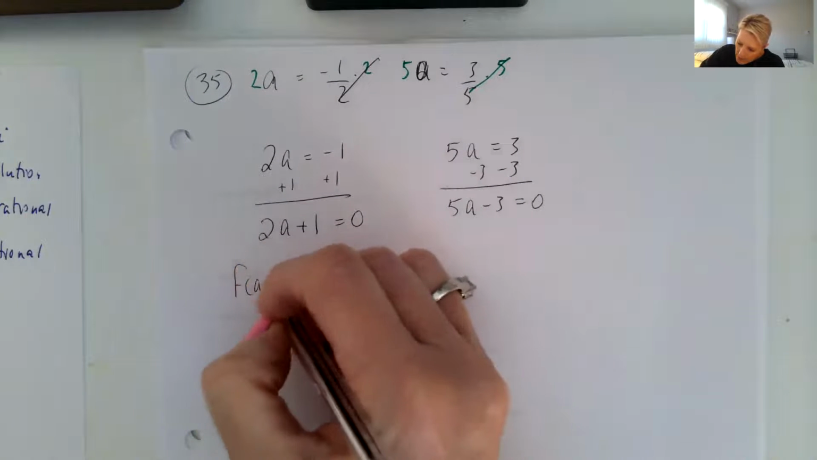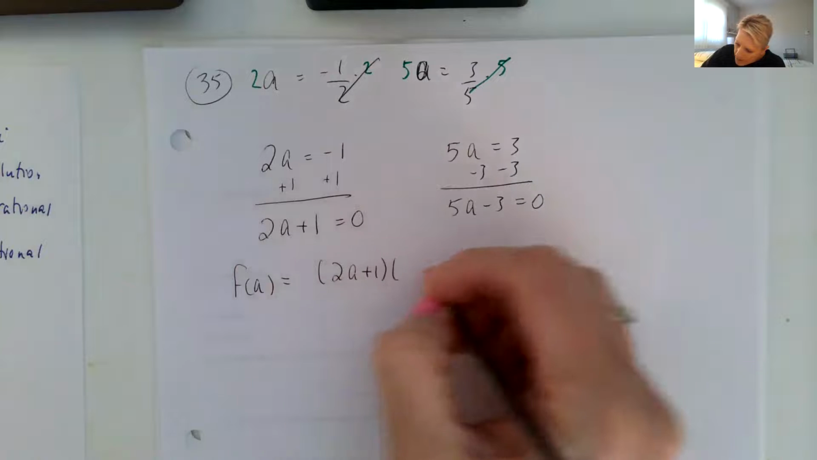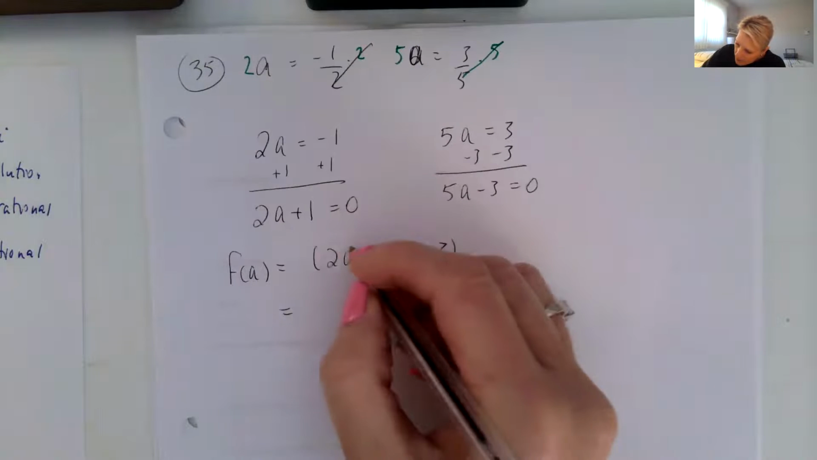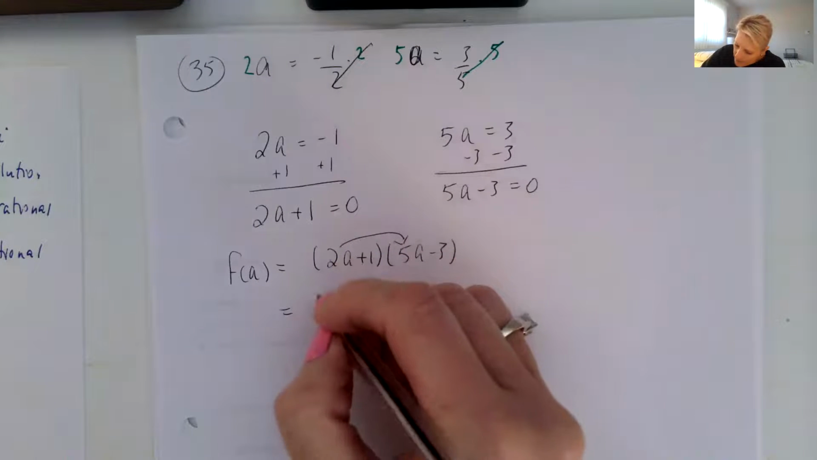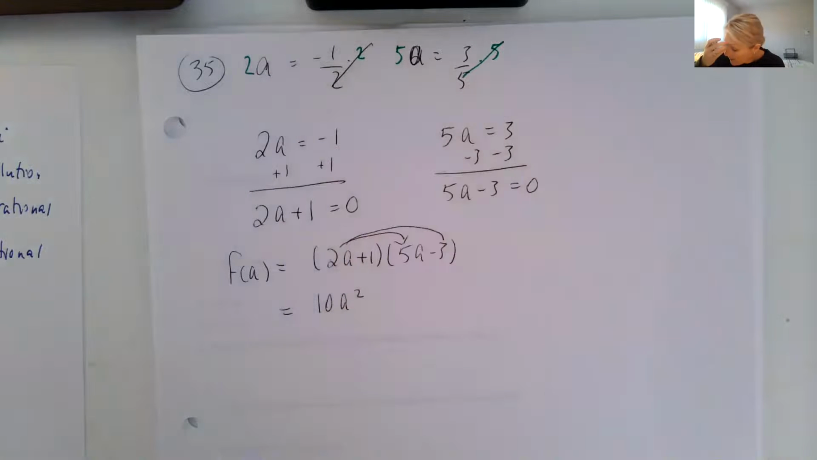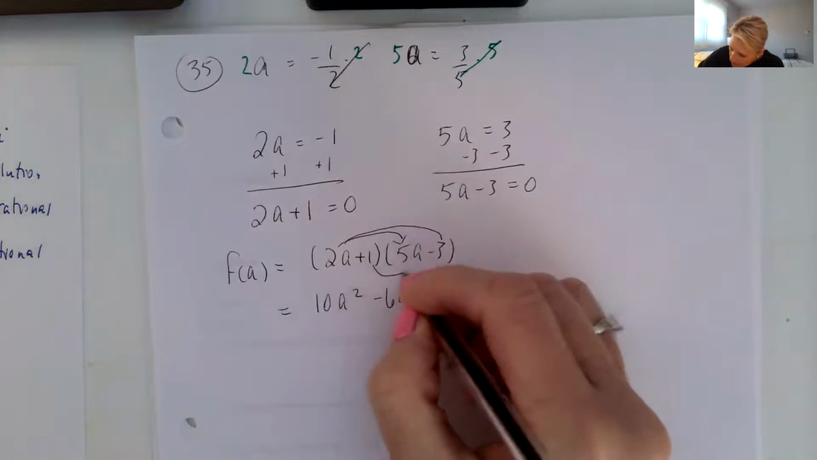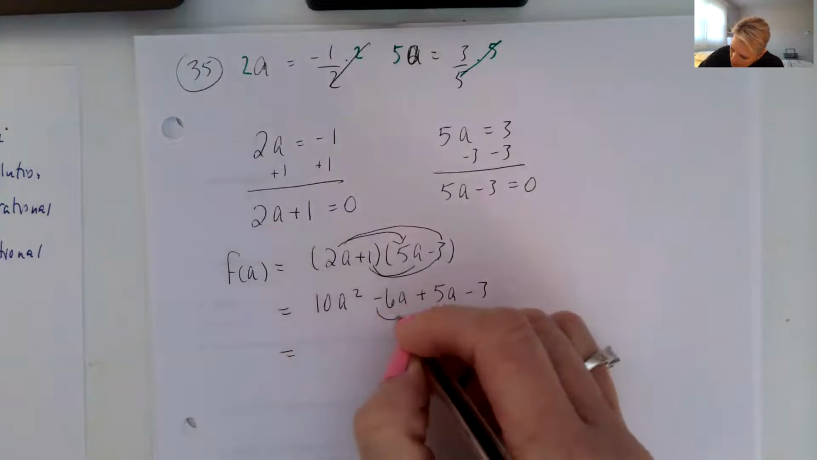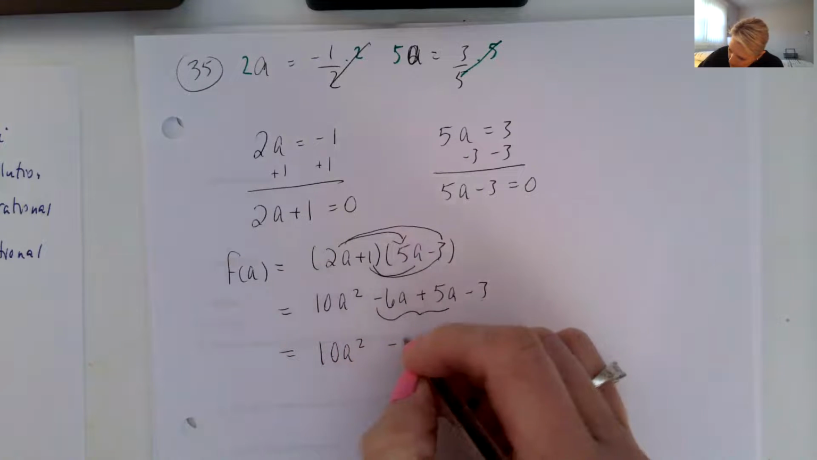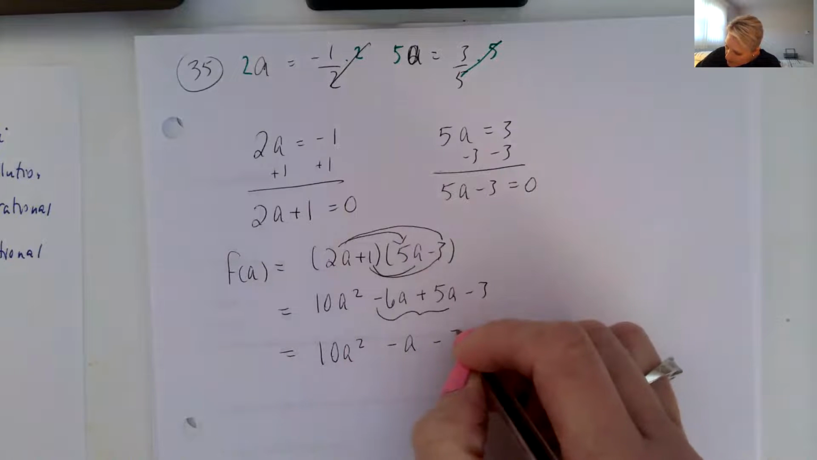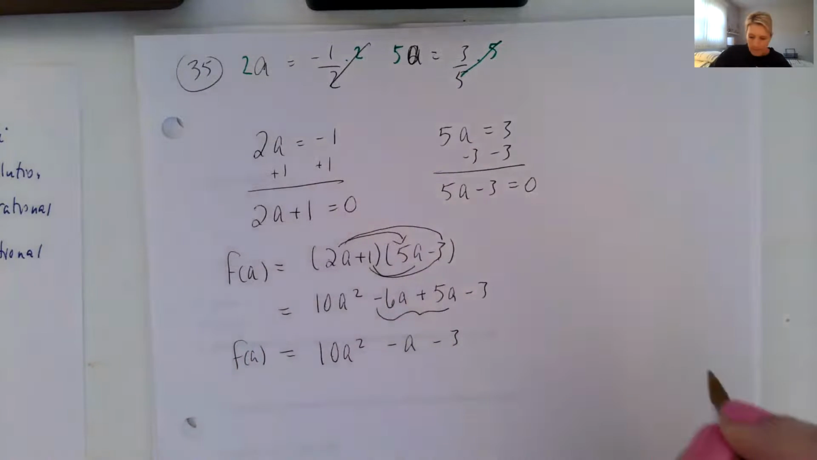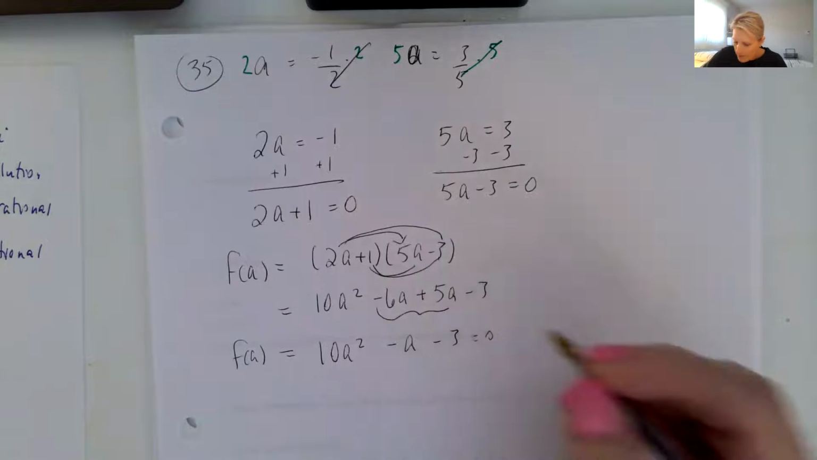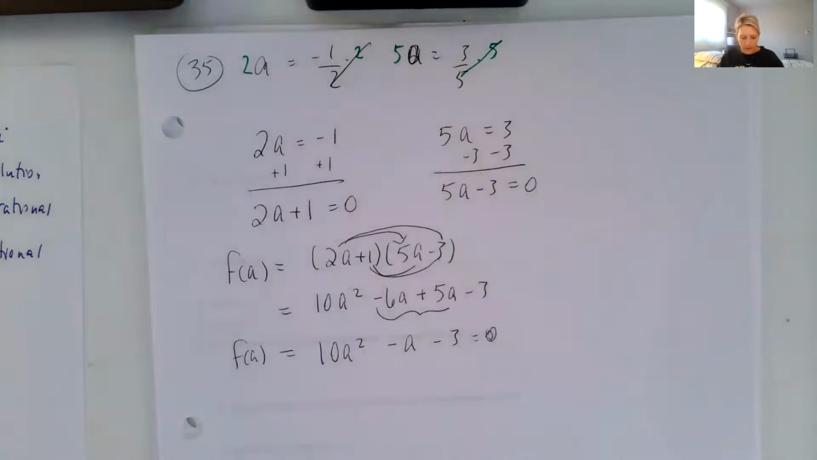Then we can set up our function, which is going to be 2A minus 1 times 5A minus 3. So when we do our FOIL multiplication, 2A times 5A is 10A squared. 2A times negative 3 is negative 6A. Negative 1 times 5A is negative 5A. And then negative 1 times negative 3 is positive 3. Combining our like terms, we get 10A squared minus 11A plus 3 is our function. And it would actually equal 0. Each of these would actually equal 0 because that's what our goal was, to get to 0.